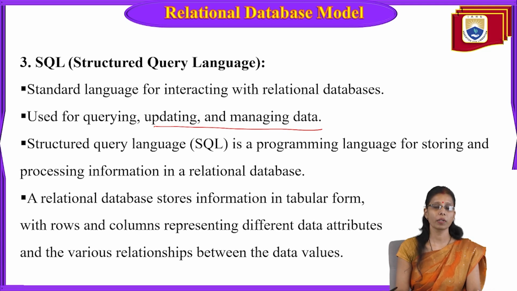A relational database stores information in tabular form. All relational databases store the information in tabular form with rows and columns, which is helpful in representing different data attributes and the various relationships between data values.